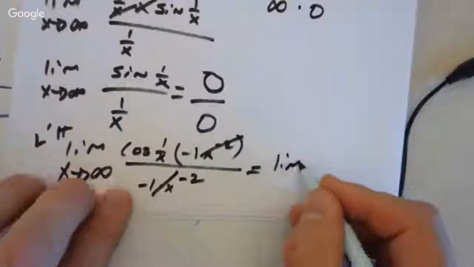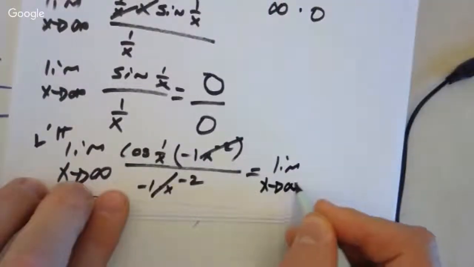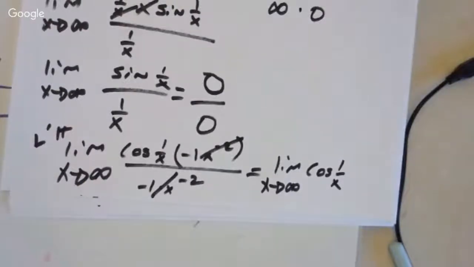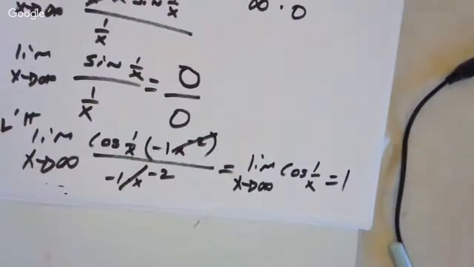Okay, so this is really equal to the limit as x goes to infinity of the cosine of 1 over x. As x gets really, really big, what's 1 over x get close to? What's the cosine of 0 get really close to? 1. So notice, this does not look like a L'Hopital's problem initially.